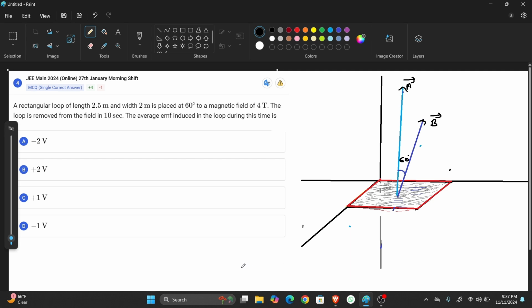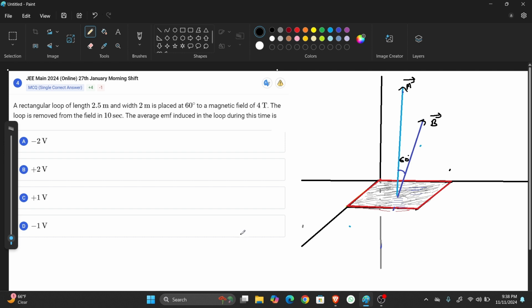In this question, there is a rectangular loop of length 2.5 meter and width 2 meter, placed at 60 degree to a magnetic field of 4 Tesla. The loop is removed from the field in 10 seconds. We have to find the average EMF induced in the loop during this time.